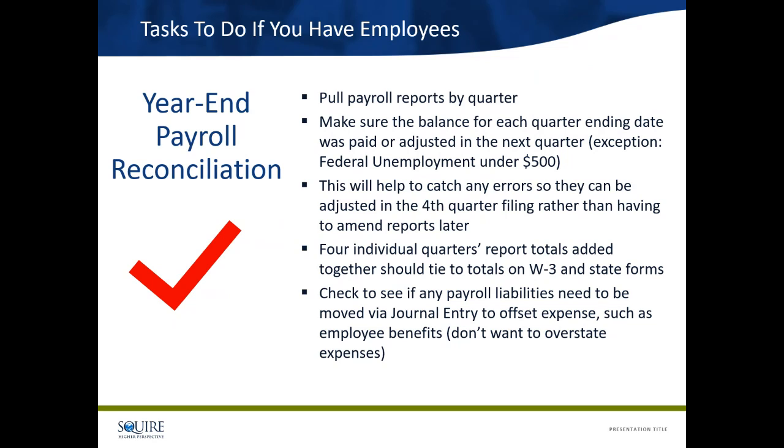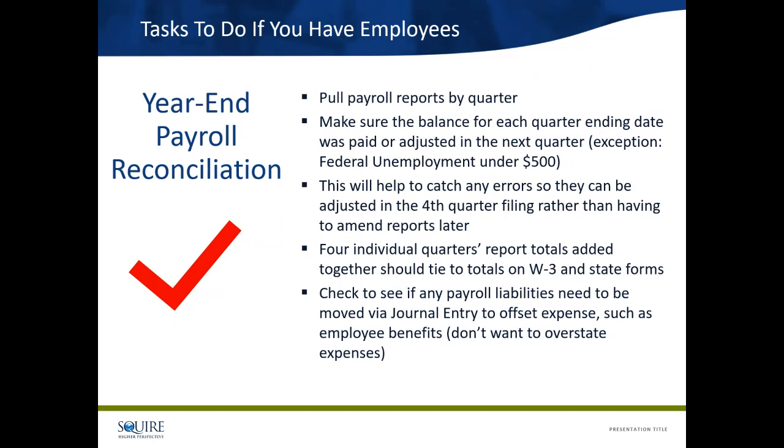And then your 4 quarters reports totaled together should tie your totals on your W-3 and your state forms. That's something that you won't really see until January because they don't even have the new forms ready and available for you to, in the accounting software, for you to double check.